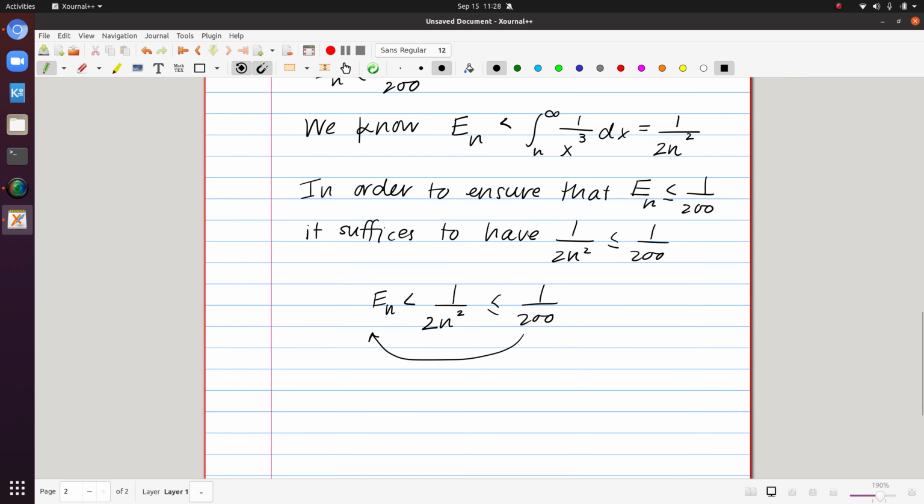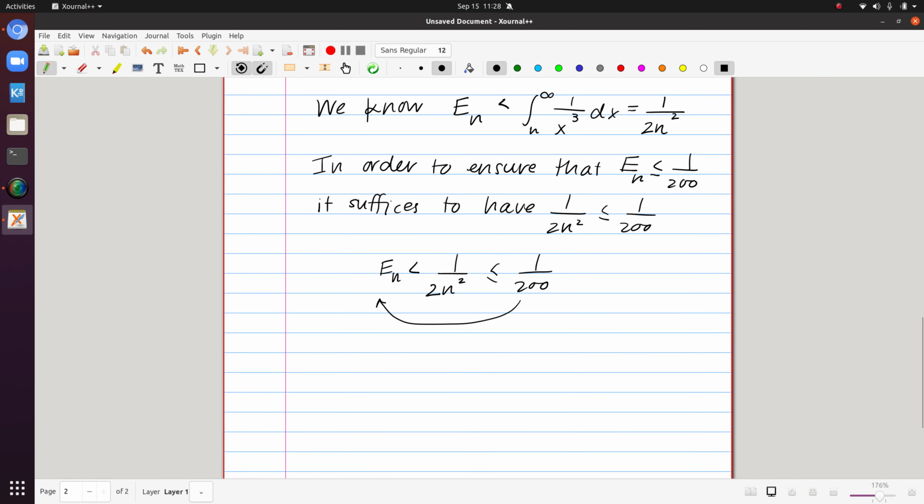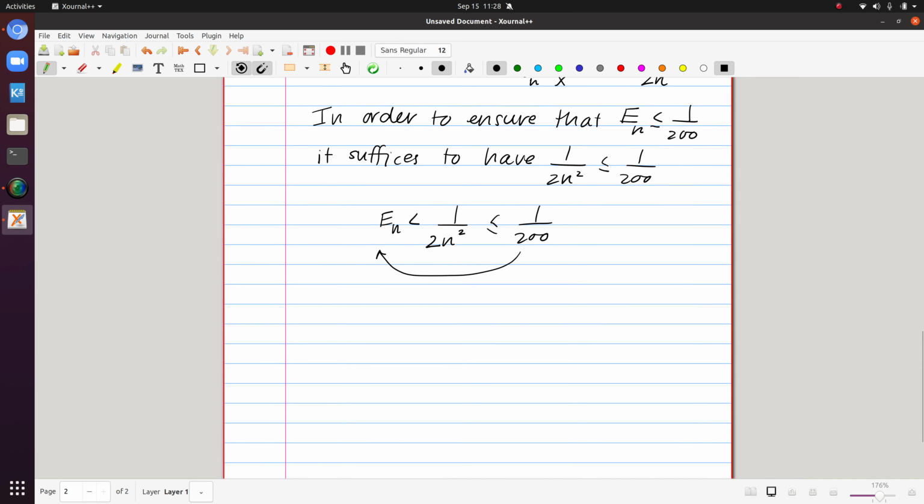So I'm not saying that this is necessary in order to ensure that E sub n is bounded above by 1 over 200, but it certainly is sufficient. So that would be one way to make sure this would happen. And it's kind of all we have to work with. And so in this case, the inequality here gives us something to work with. So I want 1 over 2n squared to be less than or equal to 1 over 200.